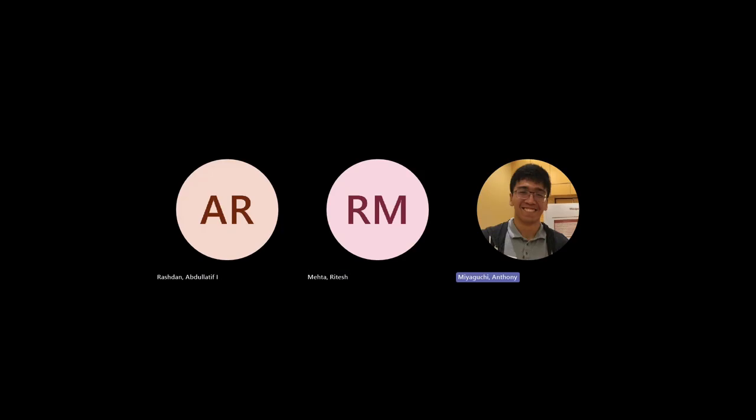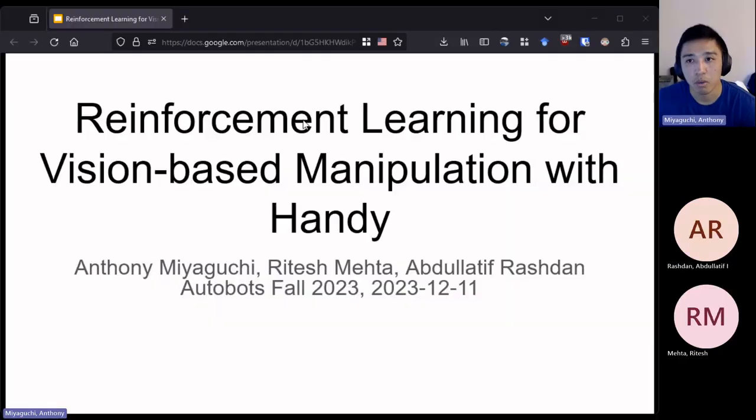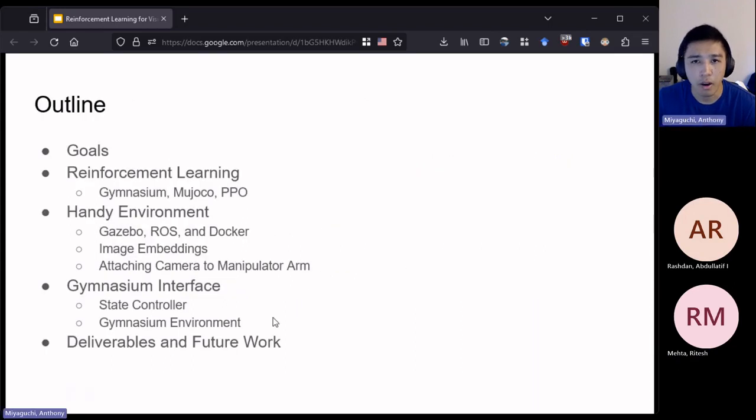For the project that we've been doing in the VIP for fall 2023, reinforcement learning for vision-based manipulation with Handy. This is a project that's been done by me, Anthony, Ritesh, and Abdul Latif, and we're all OMSCS students at Georgia Tech. So the outline of our presentation is going to be basically our goals for the semester, talking a little bit about reinforcement learning, the Handy environment, Gymnasium Interface, and some of the deliverables and future work that we're aiming to do for this project.